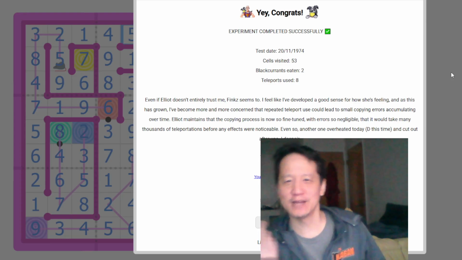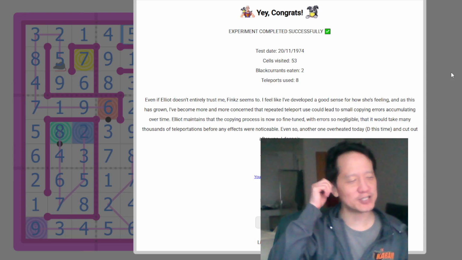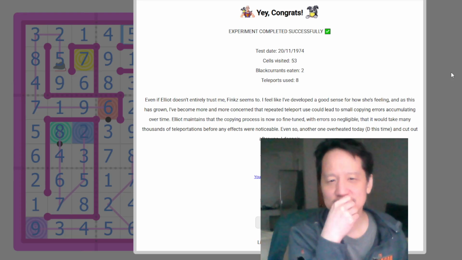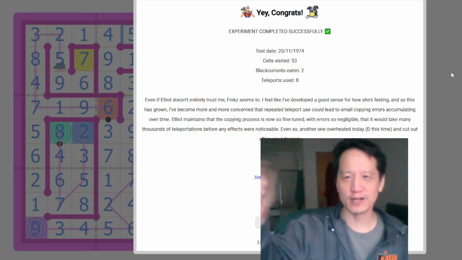But I'm kind of confused, because isn't the problem essentially the copying of Finks? Because they're teleporting her around.